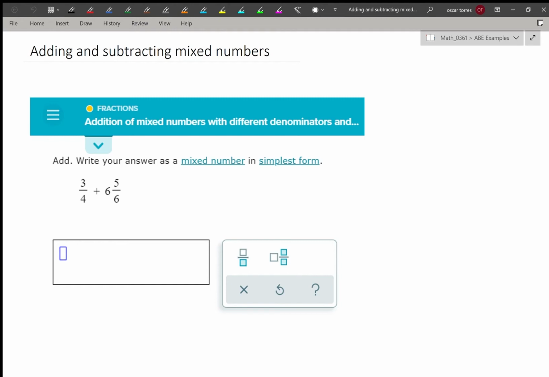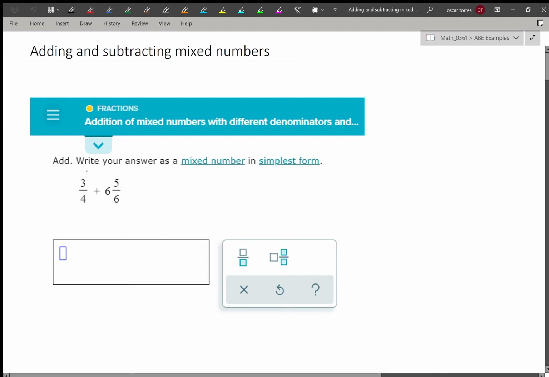In order to add and subtract mixed numbers, what I recommend doing is turning all of your mixed numbers into an improper fraction. An improper fraction is whenever you have a single number on top and a single number at the bottom of the fraction. This is improper as opposed to something that looks like this, which is a mixed number.